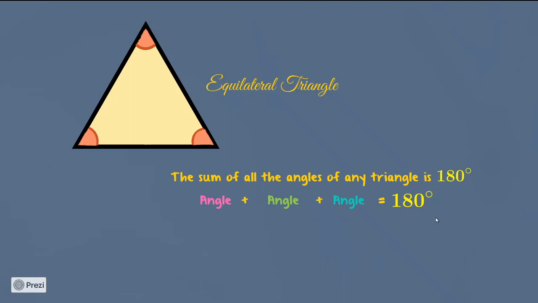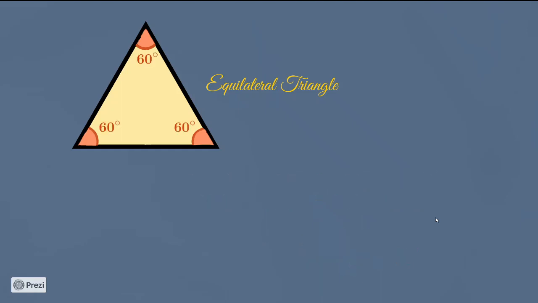So angle plus angle plus angle is equal to 180 degrees. That is, angle is my variable here. So 3 into angle is 180 degrees. That means, dividing both sides by 3, angle is equal to 180 degrees by 3, and that will be 60 degrees. 180 divided by 3 is 60 degrees. So what do you see? All the angles in an equilateral triangle are equal and 60 degrees. The angles of an equilateral triangle all are 60 degrees.